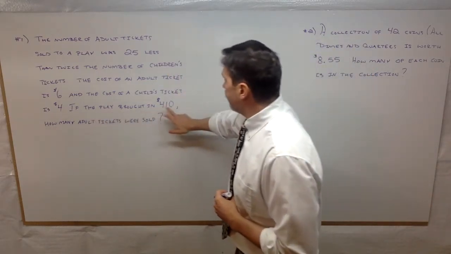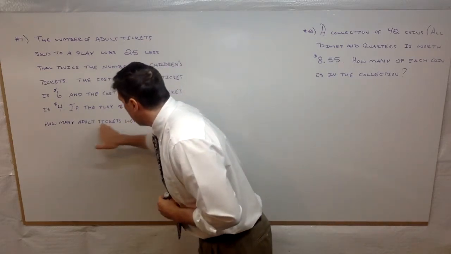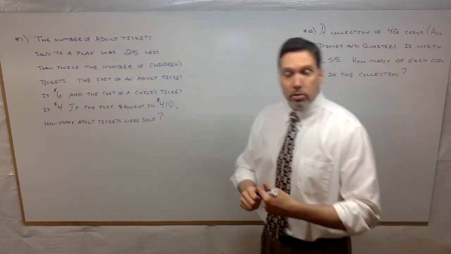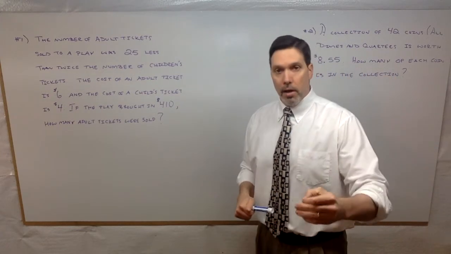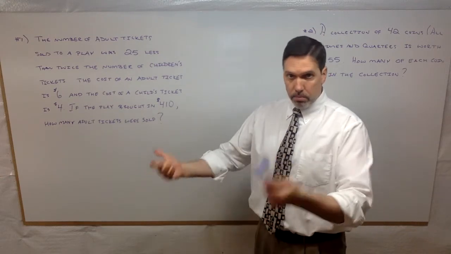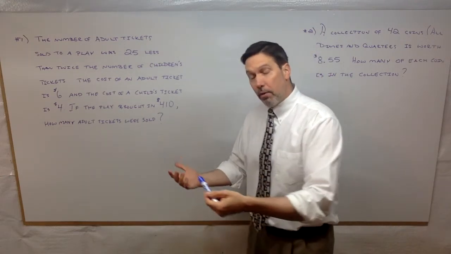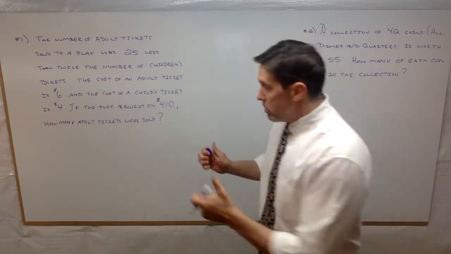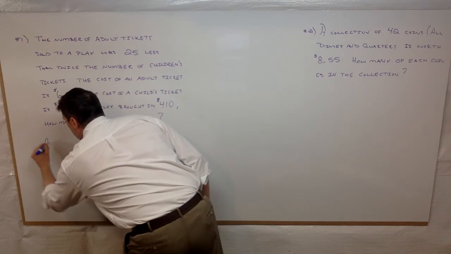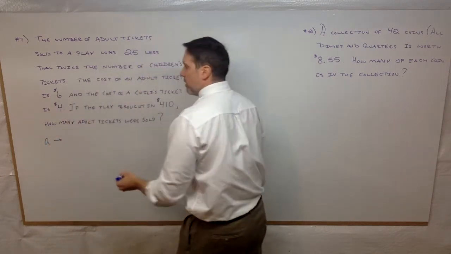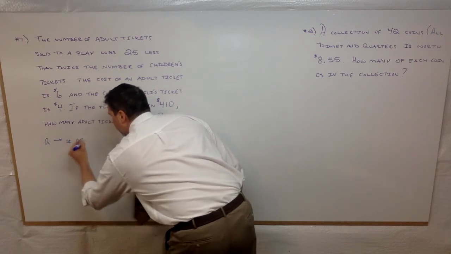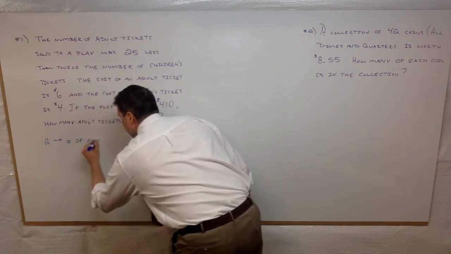So, if the play brought in $410, how many adult tickets were sold? Obviously we don't know how many adult tickets were sold, so that could be one of our unknowns, the number of adult tickets sold. The other unknown would be the number of children's tickets sold. So I think we have our labels here. Let's let A represent the number of adult tickets sold.